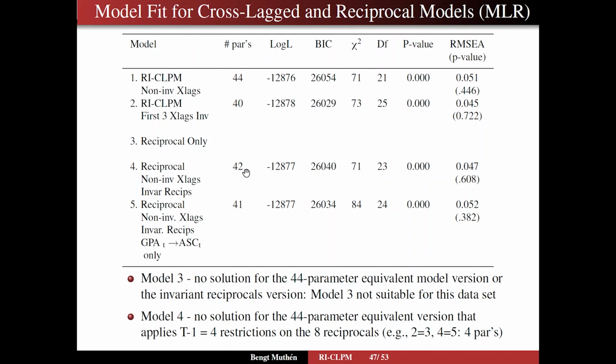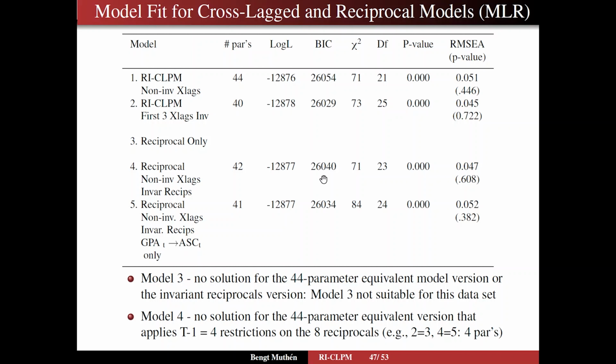But again, I did not find a solution there, and instead I went to the model with full time invariance for the reciprocals. So that has 2 parameters less. Instead of 4 parameters, I have only 2 reciprocal parameters. So that model actually has a reasonable RMSEA as well. The BIC is not as low as for model 2.